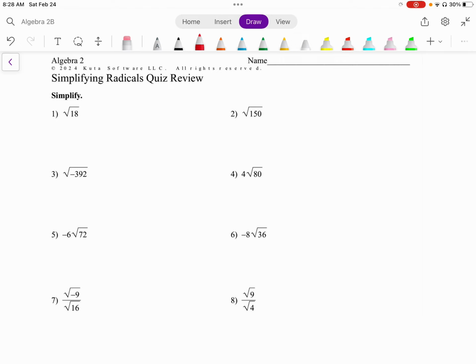There can't be any, so no perfect square factors within the radical. No fractions in a radical. And no radicals in the denominator. Those were the 3 rules we started out with.